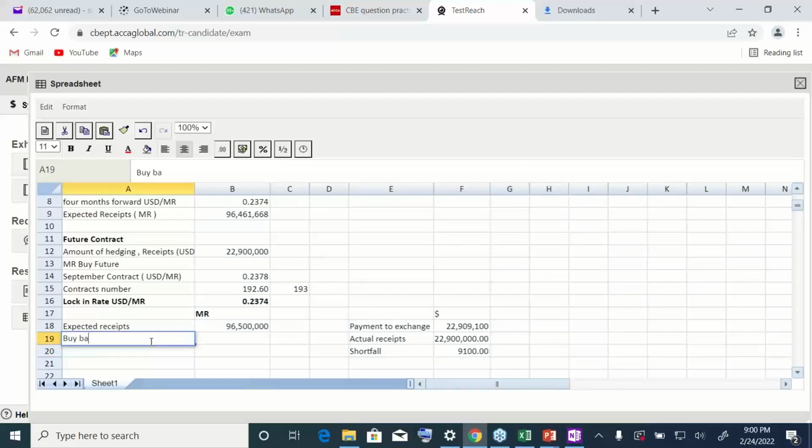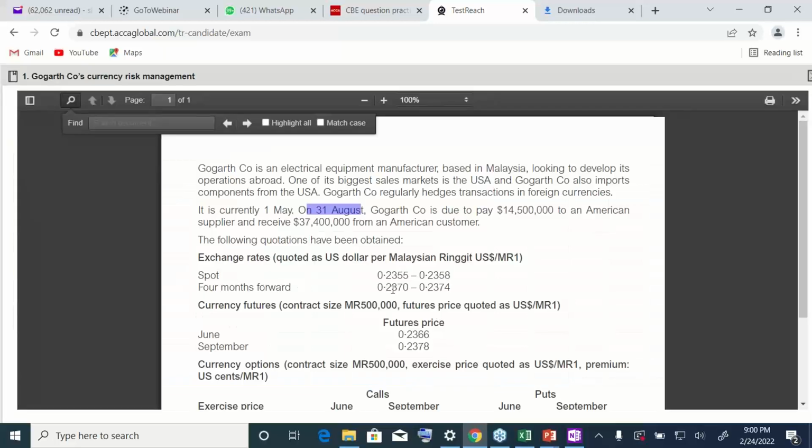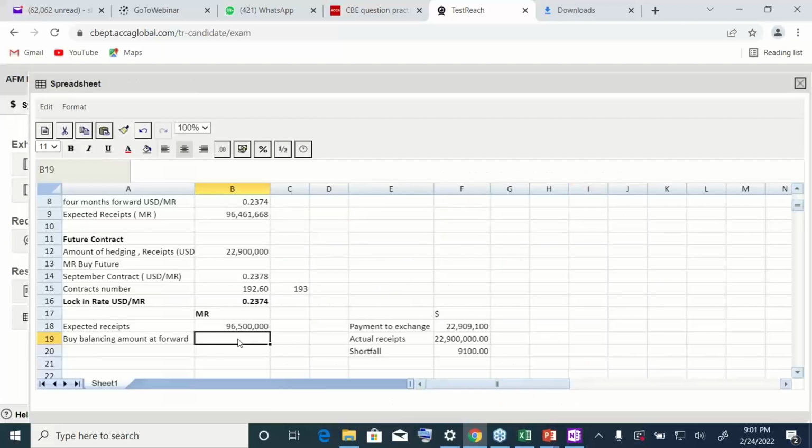Buy the balancing amount at forward. So if you are buying this amount, that means you have to pay. And for payment, which forward you will use? 0.2370. Guys, now you have to buy the 9100. So you will be buying at 0.2370.